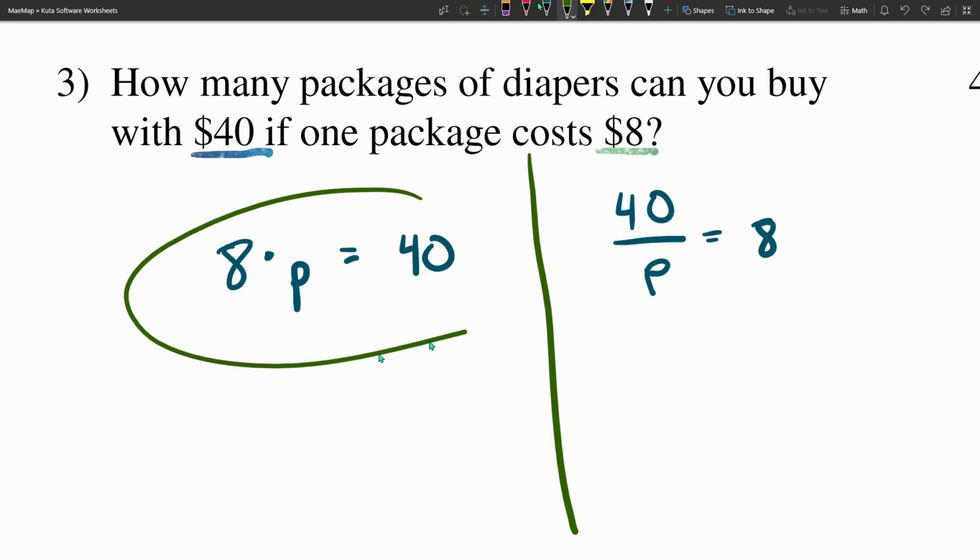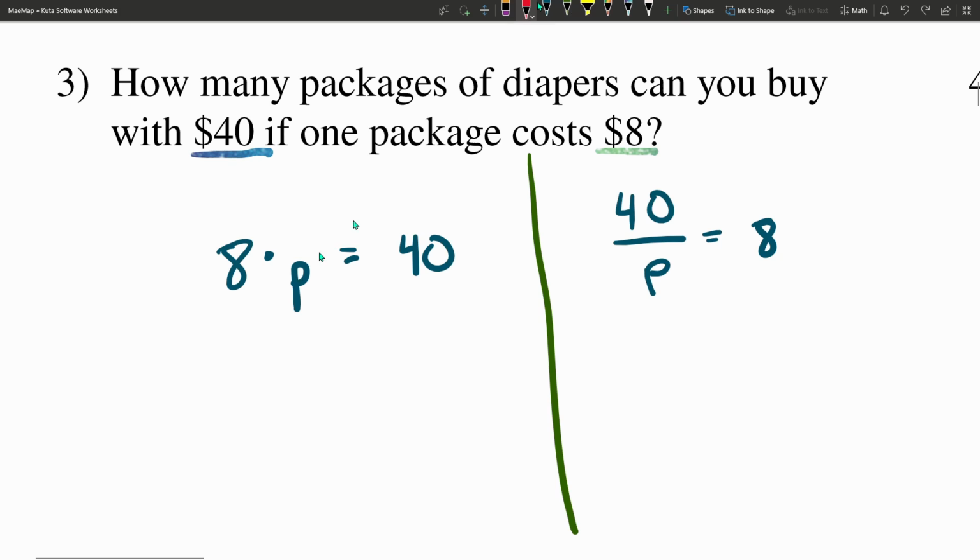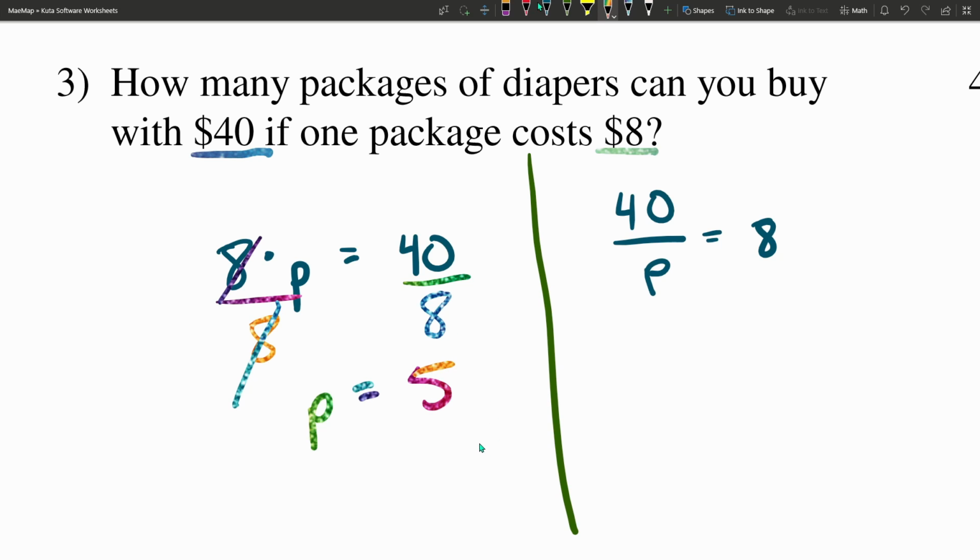In order to isolate P in this equation, I need to divide by 8. So dividing both sides by 8, I'm going to get that P is equal to 40 divided by 8. That's 5. So 5 packages. And over here, what am I going to have to do?